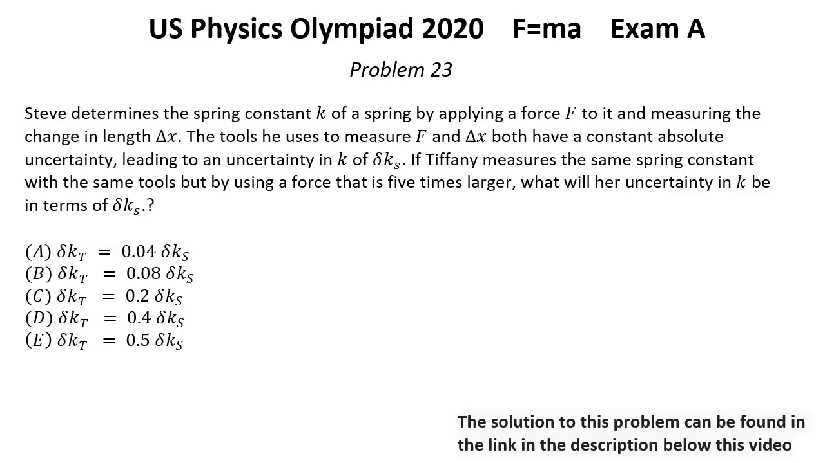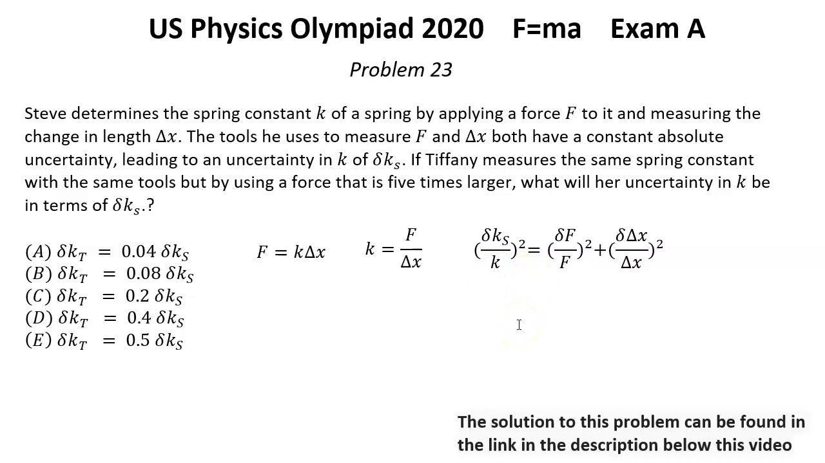Solution for problem number 23. First, let's write Hooke's law for this spring. We have force F equal to spring constant K multiplied by dx, the change in length. From here, K equals F over dx, and in that case we can find the relative uncertainty for the measurement of K, which is this one for Steve.